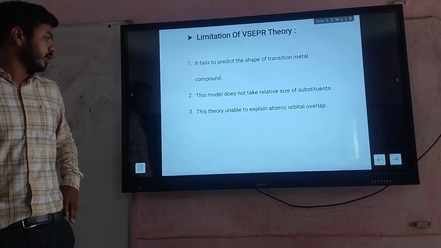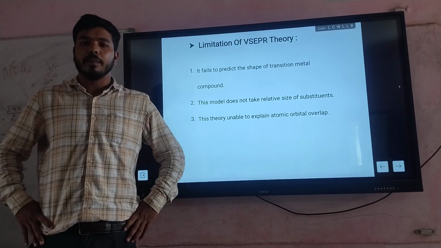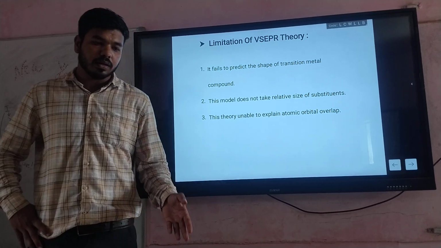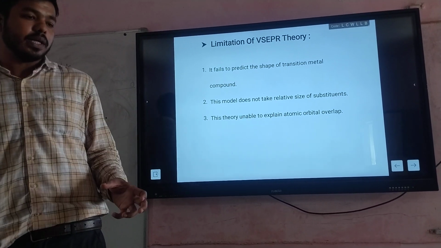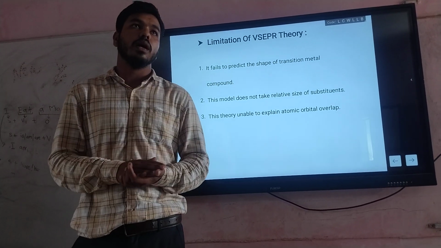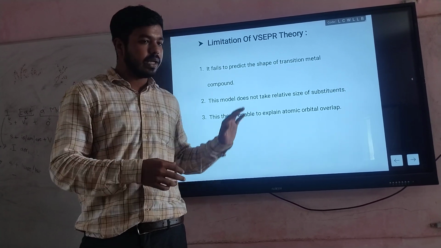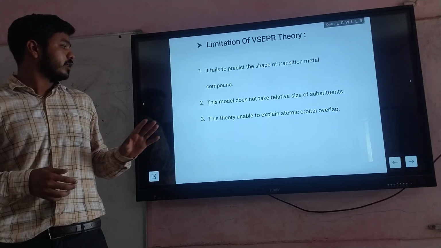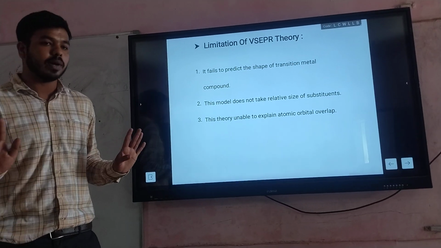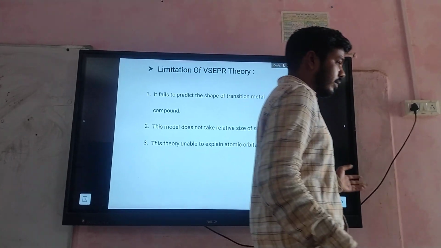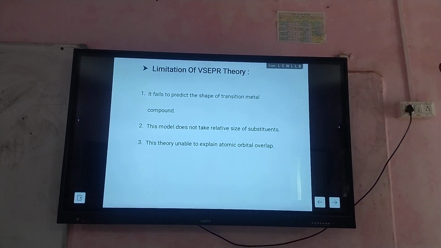And the last limitation is that this theory is unable to explain atomic orbital overlap. Means in case of hybridization, we see the atomic orbital overlap, that is sp3, the overlapping between s orbital with sp3 orbital. But this theory doesn't explain any overlap between atomic orbitals. So this is all about VSEPR theory. Thank you.